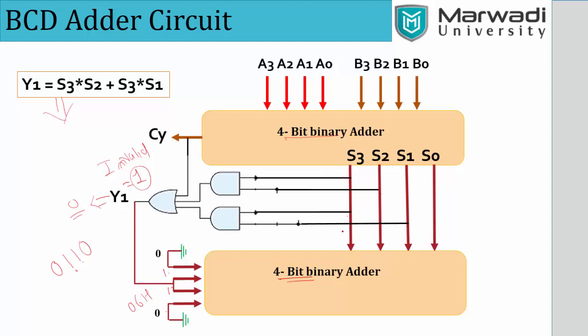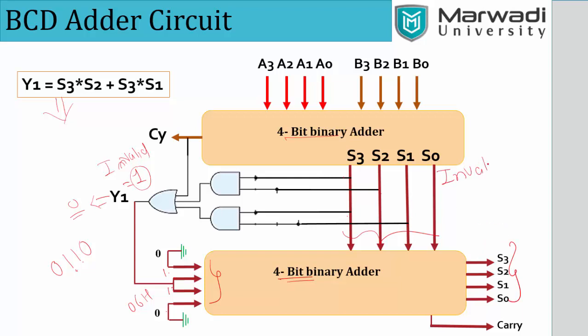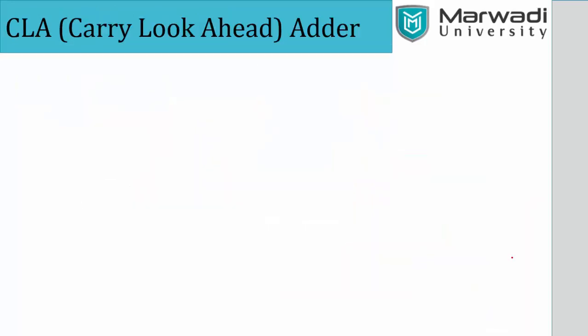That means this sum will be added with 6 to get a 4-bit sum and the carry out, and this number will be converted from an invalid to a valid BCD number. So this is the concept of the whole circuit of the BCD adder.